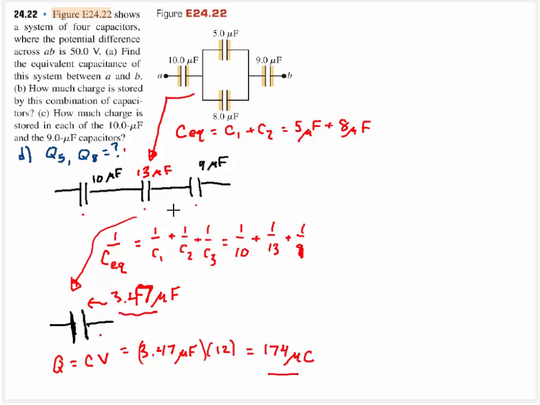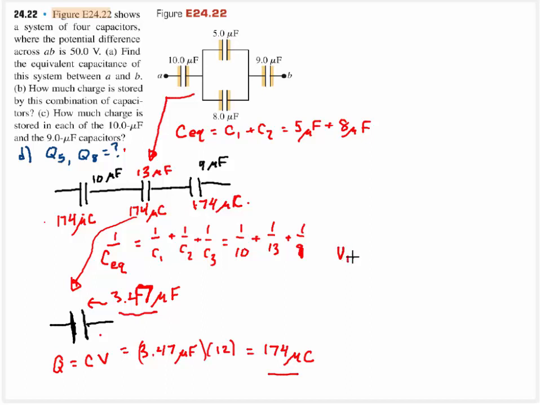Now this charge is going to be the same as on each one of these three in series. Remember, in series the charge is going to be the same for every single capacitor as with the equivalent capacitor. So there's going to be 174 microcoulombs on each of them. So the answer to part C is there's going to be 174 on the 10 microfarad, and 174 on the 9 microfarad. Now let's just take a quick look at the voltages for these various capacitors, see if it makes sense.